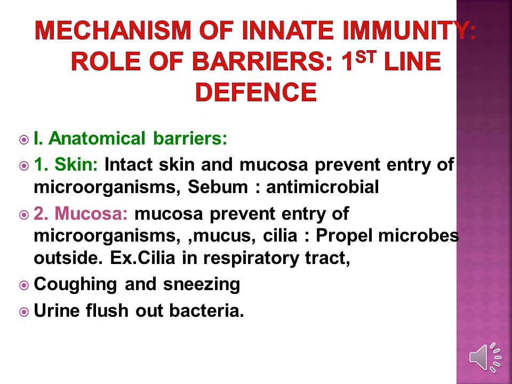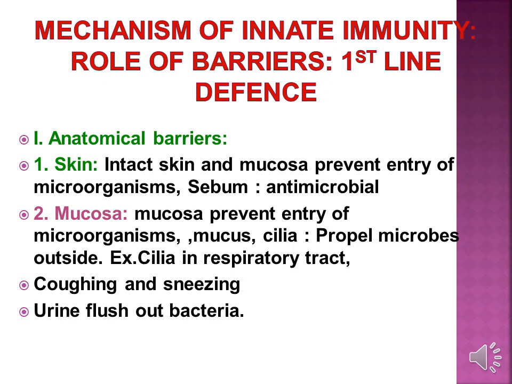The mechanism of immunity, innate immunity, so this is the first line of defense. Examples are, first, anatomical barrier, so skin and mucosa. Intact skin and mucosa prevent entry of microorganisms. The sebum present in skin is antimicrobial. Then mucosa prevents entry of microorganisms.